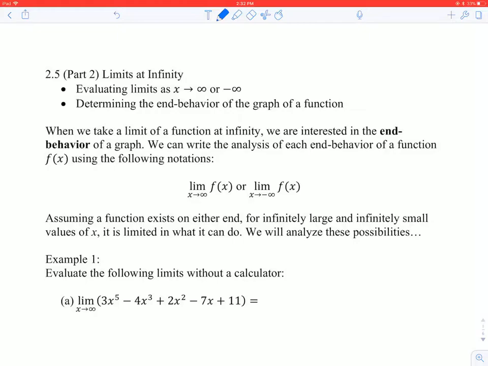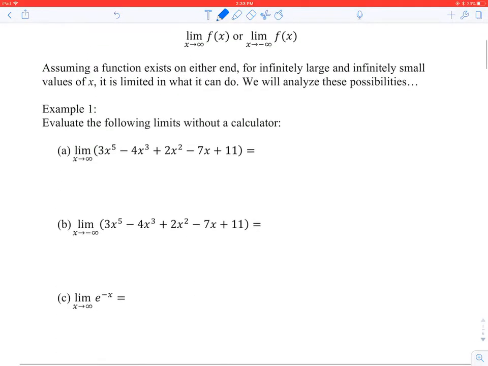So when we take a limit of a function at infinity, we're interested in the end behavior of the graph. So as x gets large, what's happening to the y value? Or as x gets very small, infinitely small, what's happening to the y values of the function? So our analysis for the end behavior of a function can be written by taking the limit of the function as x approaches positive and negative infinity.